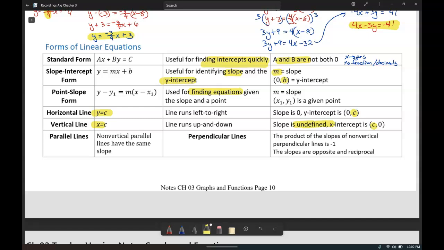And then lastly, parallel lines have the same slope, and perpendicular lines have opposite reciprocal slopes.